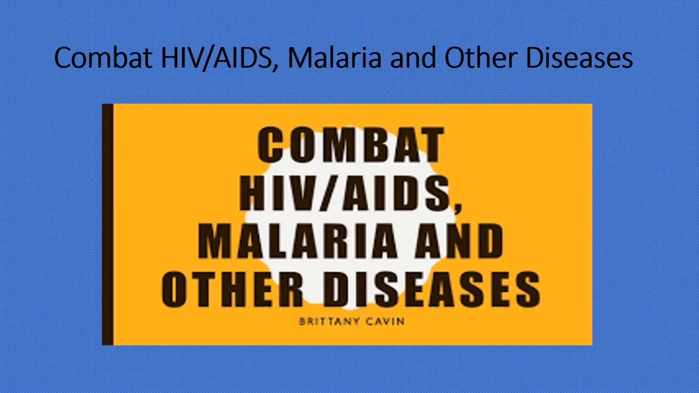Number 6, to combat HIV/AIDS, malaria, and other diseases. This aims to combat HIV/AIDS, malaria, and other diseases that have a direct and indirect impact on rural development, agricultural productivity, and food and nutrition security. At the same time, food and nutrition insecurity and malnutrition can increase vulnerability to disease.